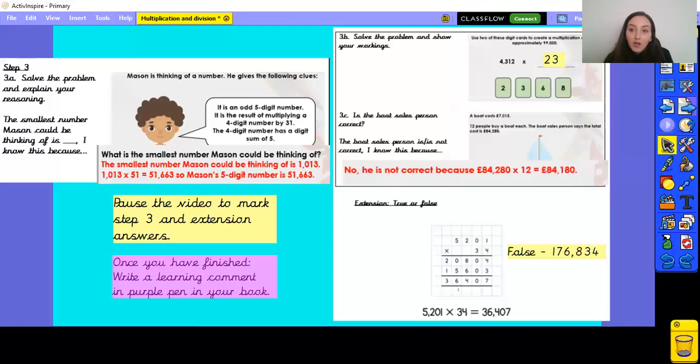Once you've finished marking your work, could you please write a learning comment at the end of your work in your book? If you have a purple pen, that is great, but don't worry if not.